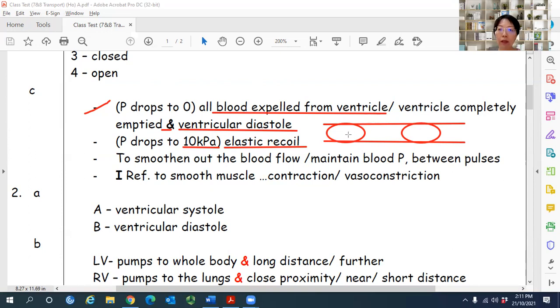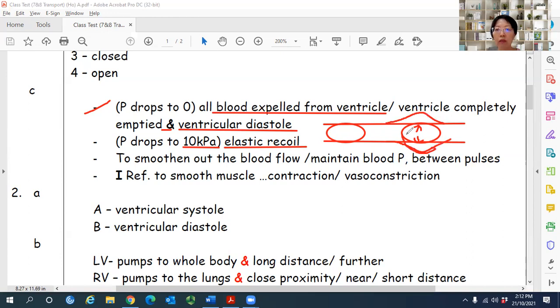So you have 2 pulses of blood here, right? In between the 2 pulses, the part here is empty. So they're asking how come this part has a certain pressure of 10 kilopascal. Now you know that when the blood flows into the artery, the blood has a certain pressure. The pressure of the blood will push the wall of the artery to stretch outwards. So the wall will stretch outwards as the blood flows into the artery, right?